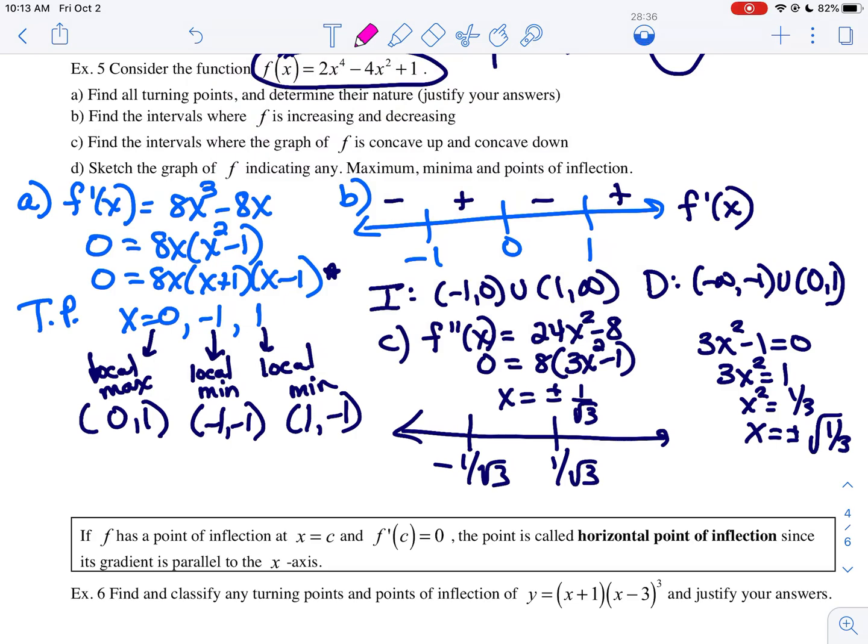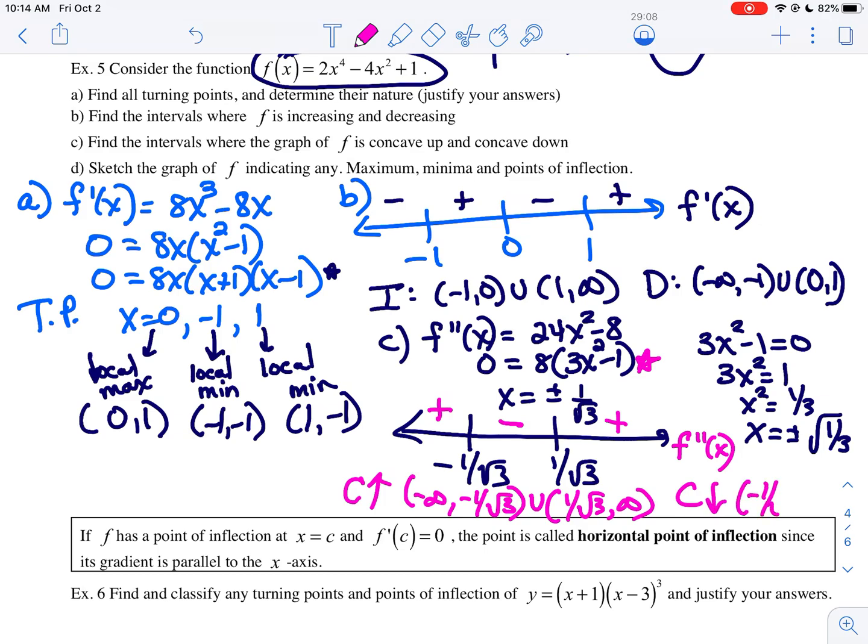All right, so now you have to test points. This is the second derivative function. So I'm going in here and testing. If I plug in 0, that's negative. If I plug in, let's say 1, that's positive. And if I plug in -1, that's positive. So this is concave up from -infinity to -1 over square root 3, union 1 over square root 3 to infinity. It's concave down in between those.